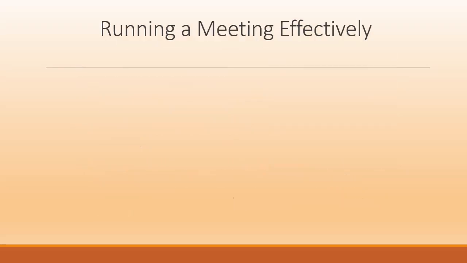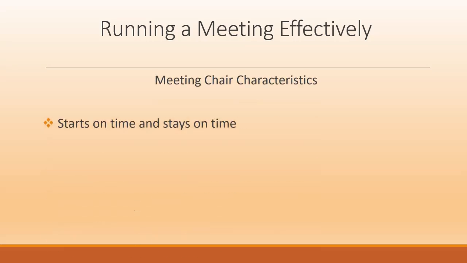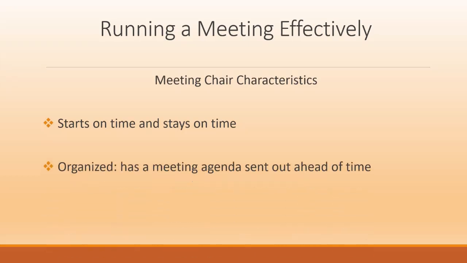The next 2 slides will have as a topic how to run a meeting effectively. In order to run a meeting effectively, the chairperson must remember the following things. Number 1, start on time and stay on time. Number 2, you need to be organized. That is, have a meeting agenda. Set out ahead of time exactly what you intend to accomplish, how much time it should take, and when to move on. Then be prepared by knowing the rules of parliamentary procedure and the bylaws of the organization that you serve.